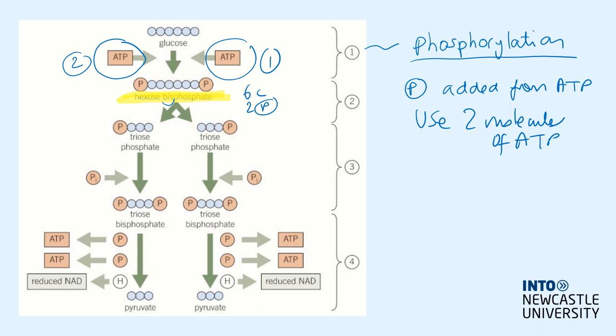And like I said, as soon as we switch glucose and stop phosphorylating it like this, it is no longer glucose. So this maintains our concentration gradient. So glucose keeps entering by facilitated diffusion through the GLUT1 carrier protein.